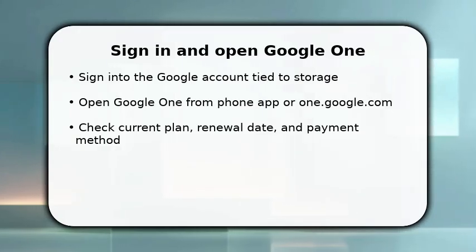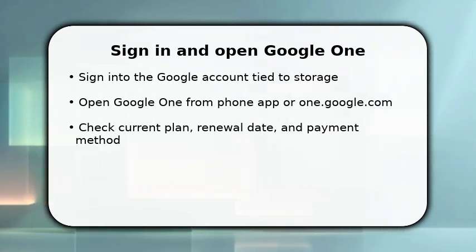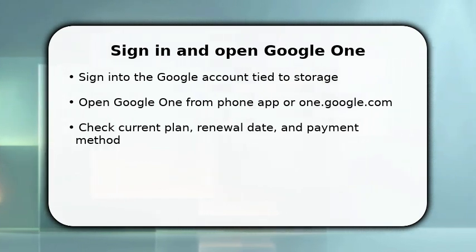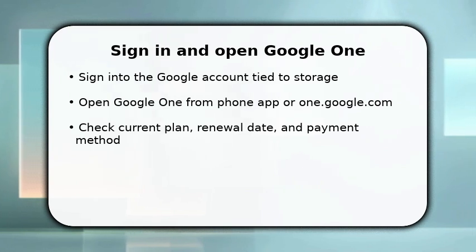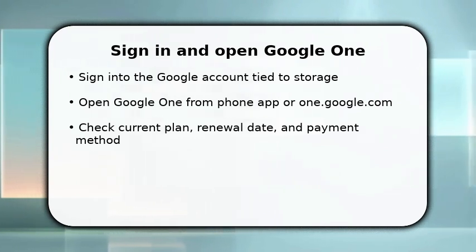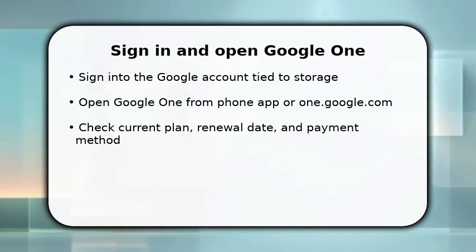You start by signing into the Google account that pays for the storage. This ensures you manage the correct plan. Once signed in, open Google One in a browser or the mobile app so you can access plan details. Make sure you confirm your current plan name, renewal date, and billing card. You'll need those to decide if you cancel now or wait until the billing period ends. If you've shared the plan, verify who else relies on this storage before proceeding.